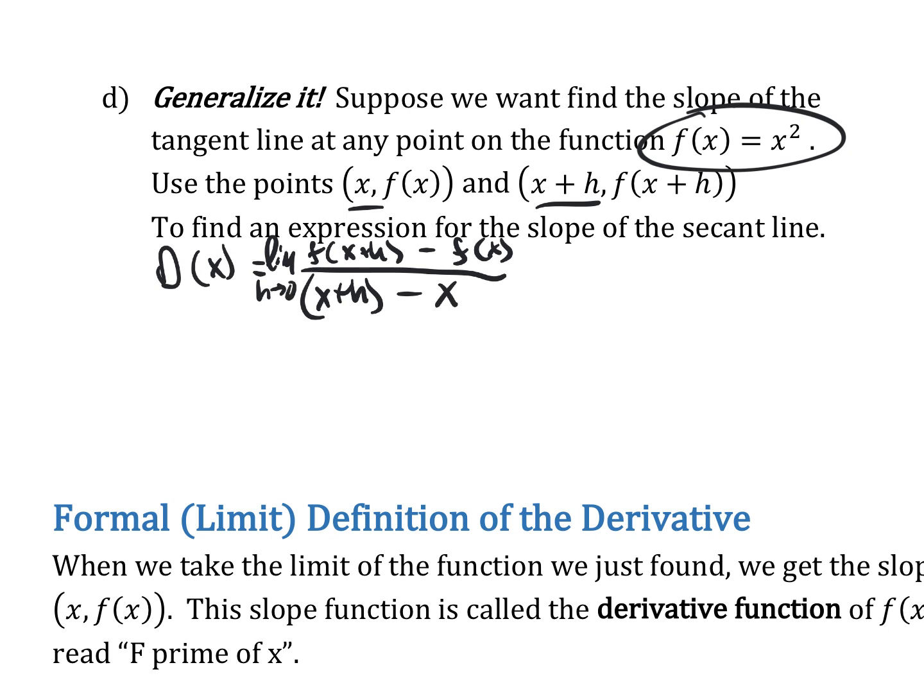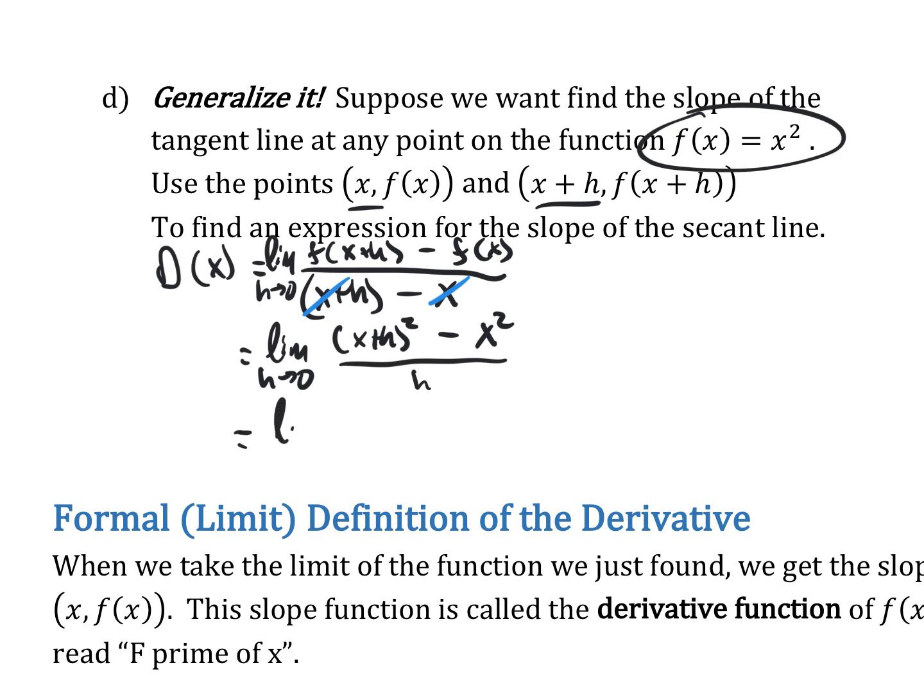0. So we want the slope at the tangent line. So we're going to need that limit. All right, so the limit as h goes to 0. On top we have x plus h squared. That's the y value at x plus h. And we're going to have x squared minus x squared. So that's f of x plus h minus f of x. And then the bottom here, well, these x's cancel, and that just leaves us with h.